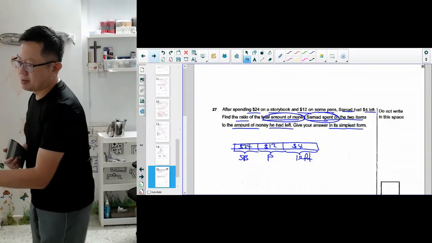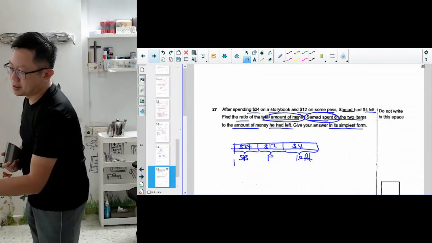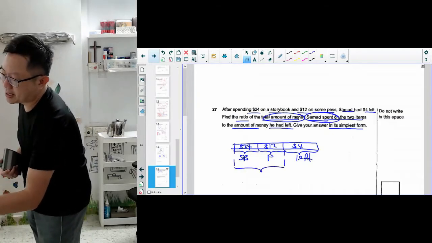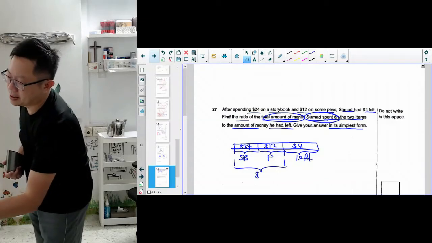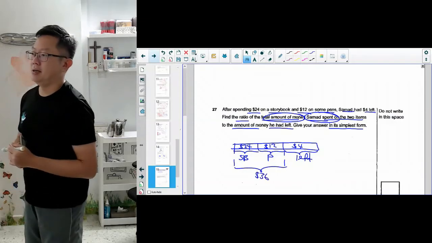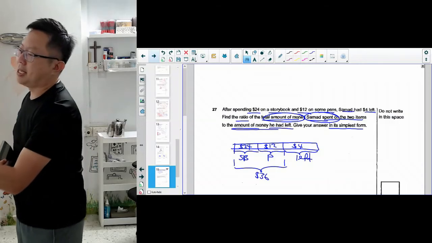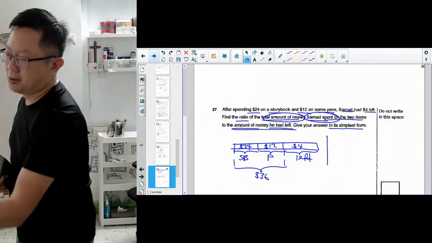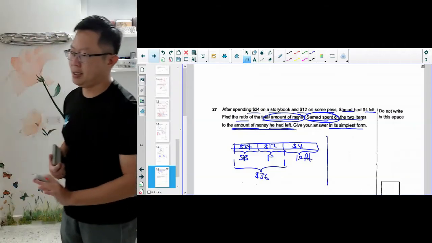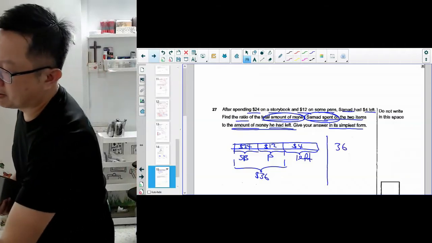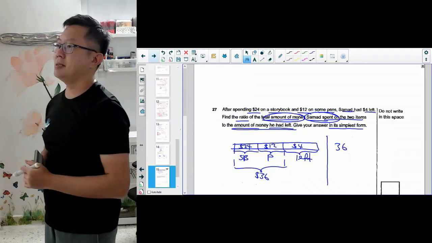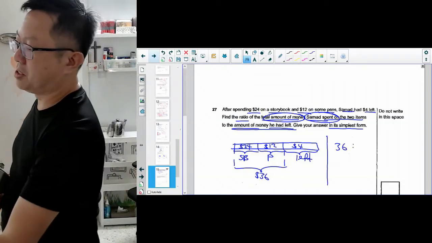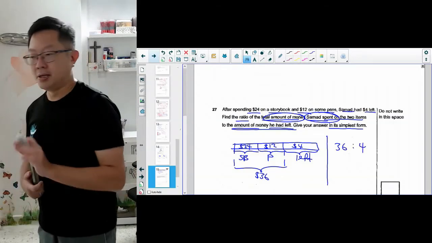So what is the total money that he spent on the 2 items, which is the storybooks and the pens? So that will be 36. Right? To the money he had left. So where's the left? Which is your $4 left. So your ratio is 36, which is the total money spent on the 2 items, to the money left, which is 4. So 36 is to 4.